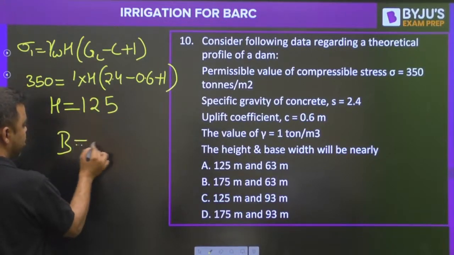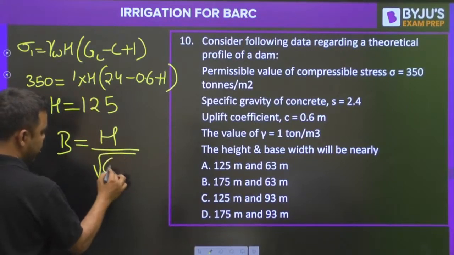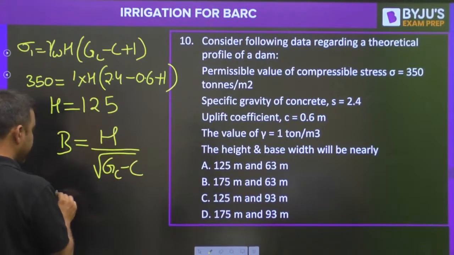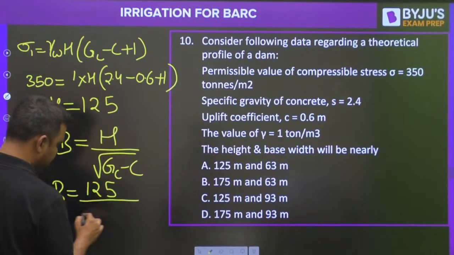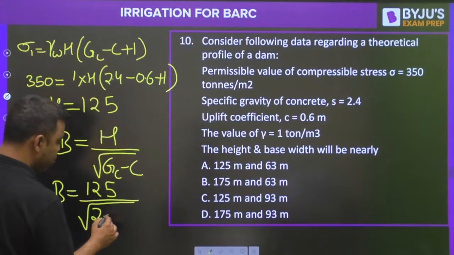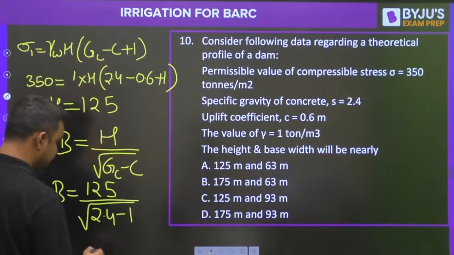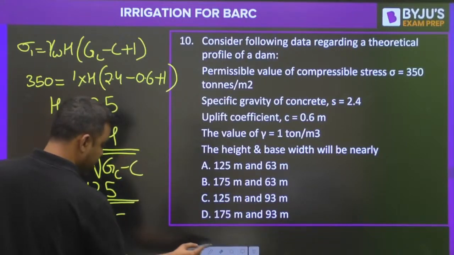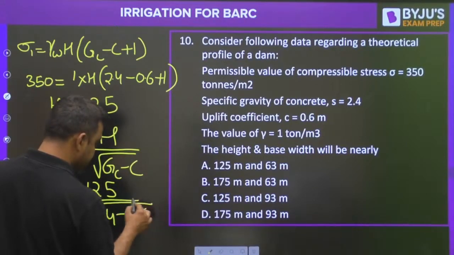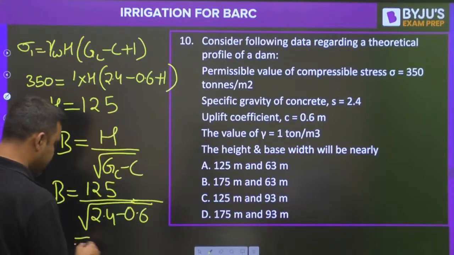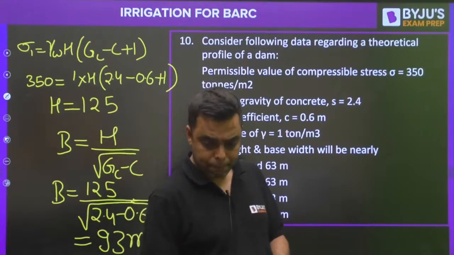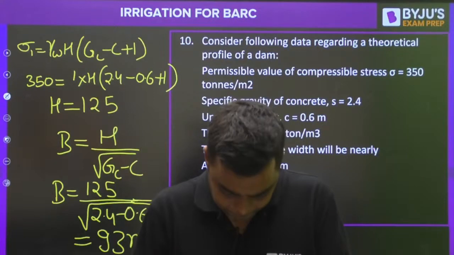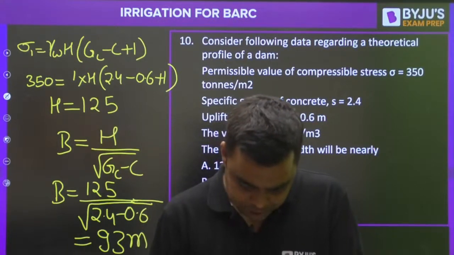Further, B is equal to H upon under root (G_c minus C). This is for the base width. So B is equal to 125 upon under root (2.4 minus 0.6), sorry, minus not 1, 0.6. That will be equal to how much? 93 meters. So our answer will be option C.